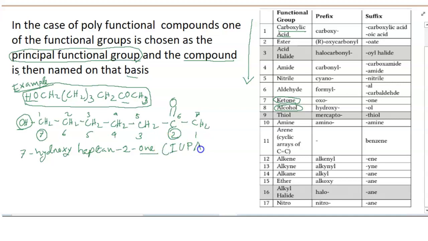So I hope this concept is clear, because we understand that ketone is the first priority, so ketone is my functional group. I have already told you in the first lectures that the prefix is important. The prefix is here, and after that I need the word root. This is my word root, hept, and this n is my primary suffix.